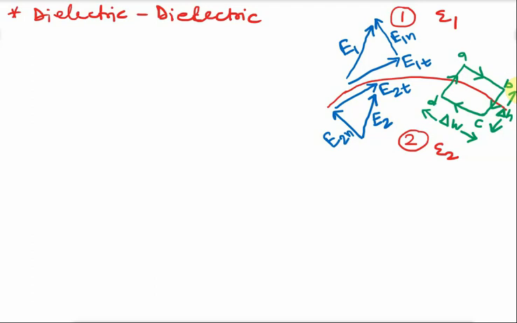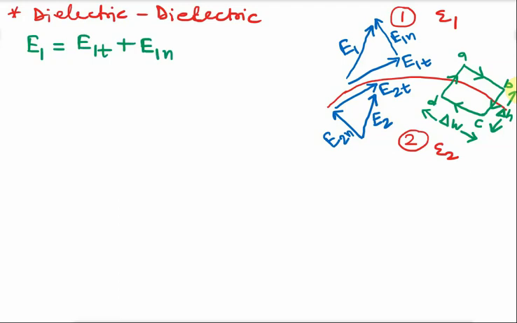Now these two fields can be decomposed as in the diagram. This E1 has been decomposed into E1T plus E1N.